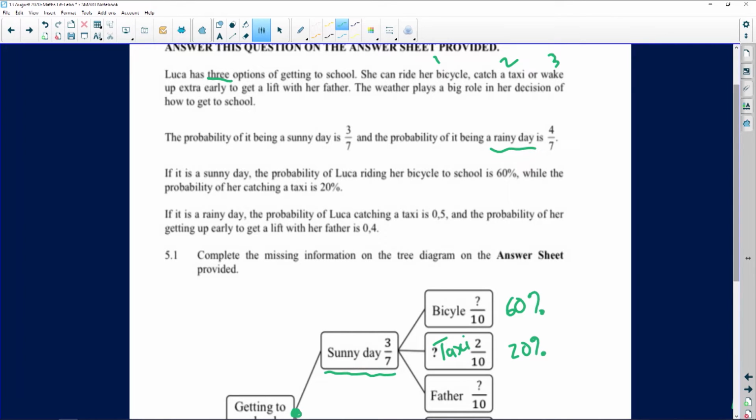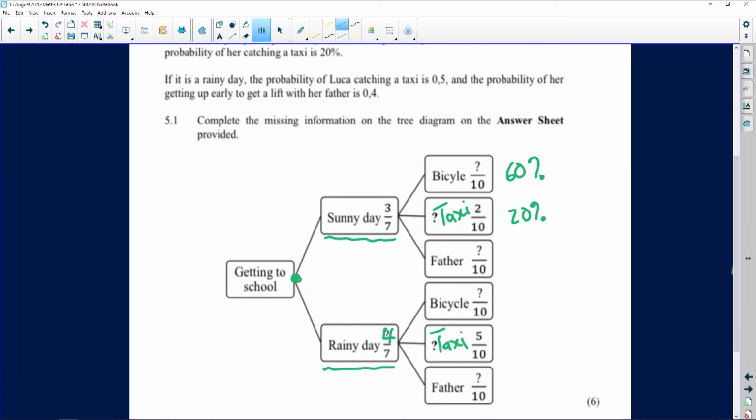And then it says to us, if it is a rainy day, so that's the next piece there. We can see that we haven't been told anything about her father over there, and I'm going to tell you what we need to do. If it is a rainy day, the probability of Luca catching a taxi is 0.5. Now we've been given a nice decimal over there. The probability of Luca catching a taxi is 0.5. So we know we've got that 0.5.